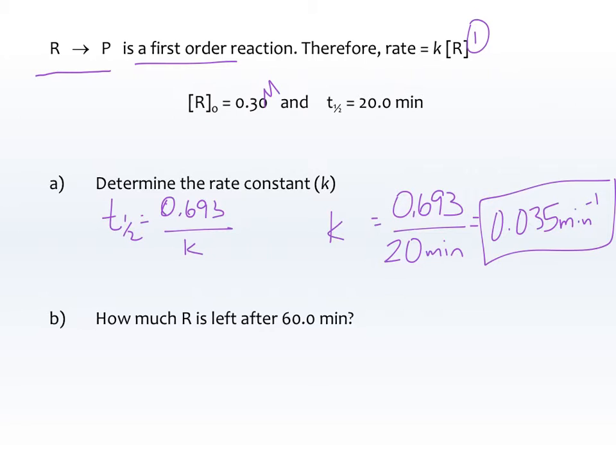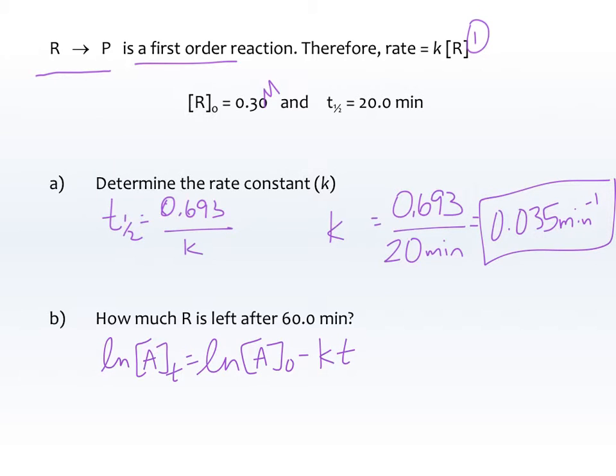So now, how much R is left after 60 minutes? What is the concentration of R once the time has been about an hour? I'm going to use the integrated rate law to relate time and concentration instead of rate and concentration. And so we have ln of At equals ln of A0 minus kt.